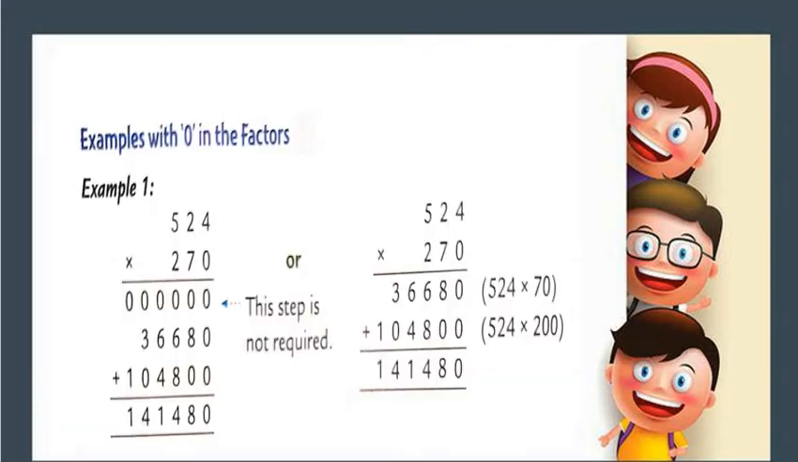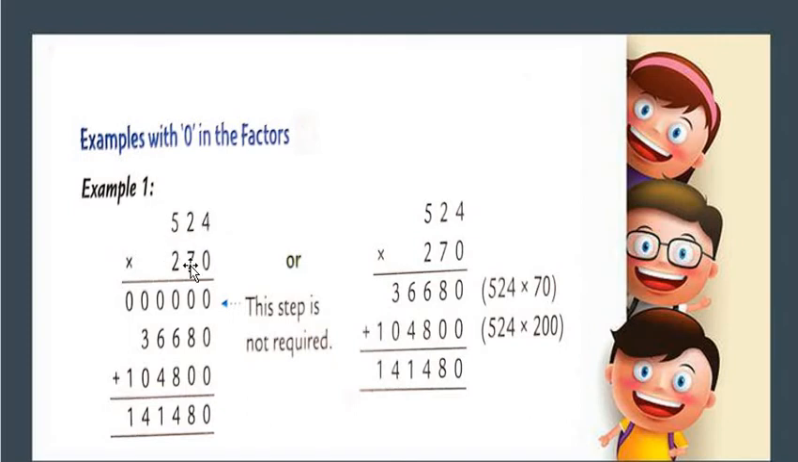Now, students, this is a new topic: example with zero in the factor. What example? Example with zero in the factor, because see here, these are factors, 524 and 270, and this down digit 141480 is our product. Okay, in a multiplication, the question is, what are these called? Factors. And the answer is called what? Product.